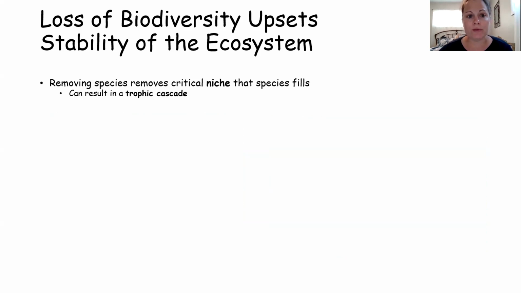So when you remove any species from an ecosystem, you are decreasing biodiversity by removing that species. And that might remove a critical niche that the species fills. And remember, a niche is just the job that a certain species plays in an ecosystem. So this can result in what's called a trophic cascade.